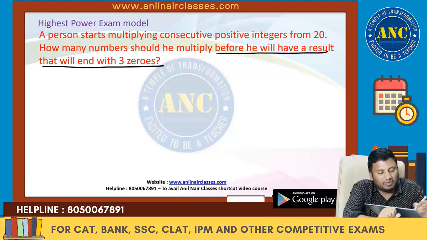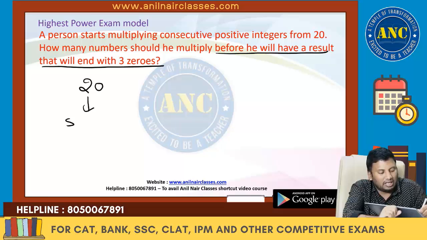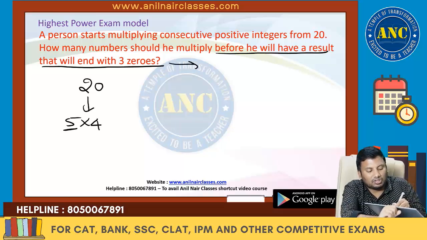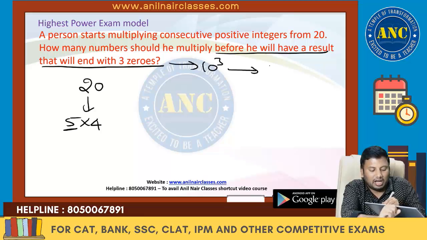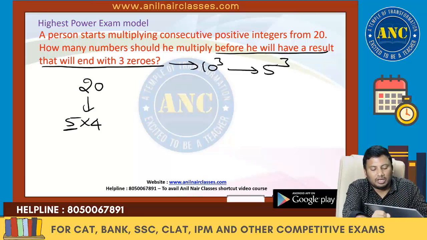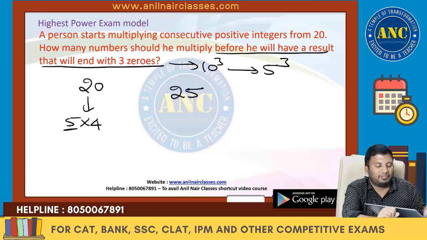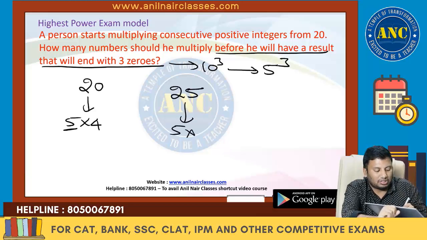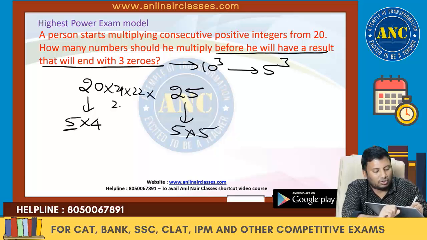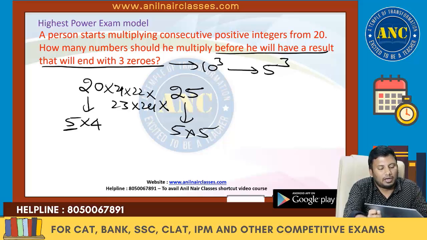That will end with 3 zeros. He is starting from 20. 20 is 5 into 4. I require 3 zeros, meaning 10 power 3. I require 5 cube. Already one 5 is there, so I will take another 25. This is 5 into 5. So this will be 21, 22, 23, 24 and 25. I hope it is clear.